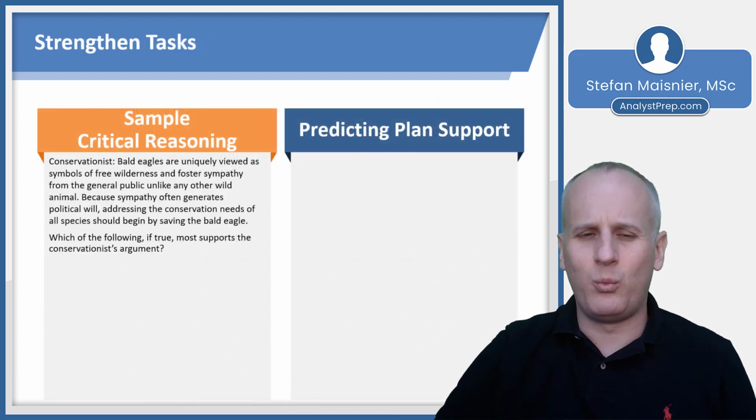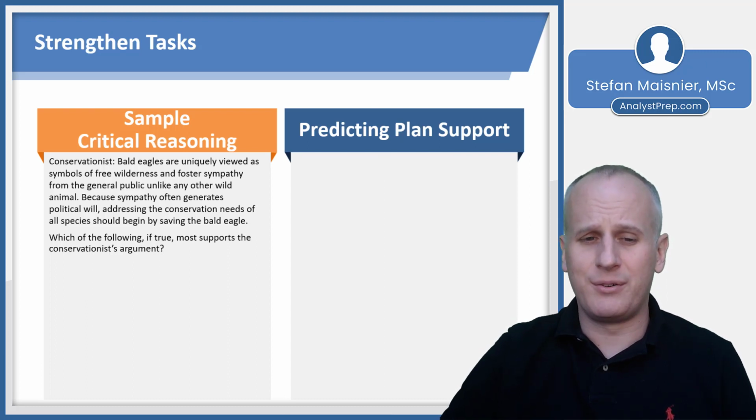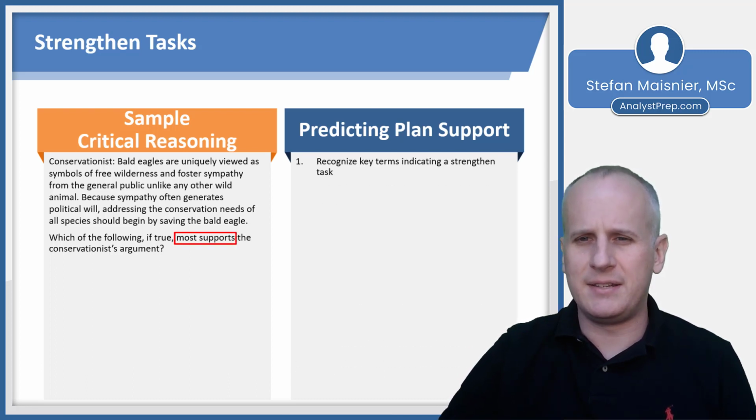So let's take a look at one more example critical reasoning. And once again, we're going to read the task first. So we've got: which of the following, if true, most supports the conservationist argument. So we recognize the term support, and we see that there's the word argument, which is kind of a big hint that says this is an argumentation question. And we can see that we're looking for the following to support the prompt. So this is strengthen as a task, not an inference task.